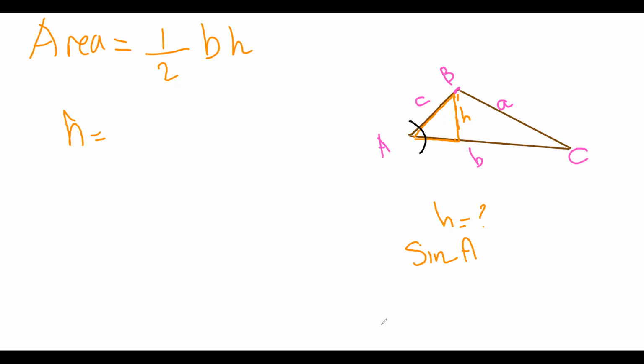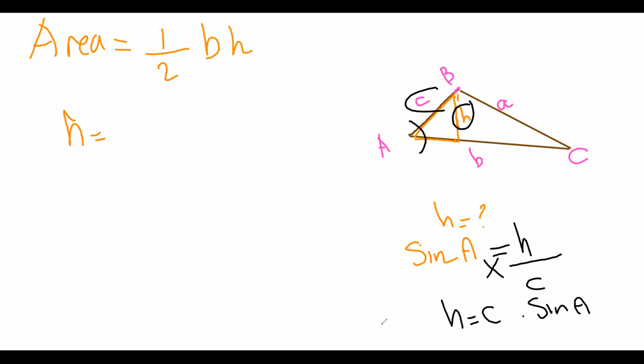Sine of angle A is the opposite, which is h, over the hypotenuse, which is c. This is a way to find h. So I will say now that h is c sine A, by cross multiplication. Yeah, it's diagonal: c sine A.